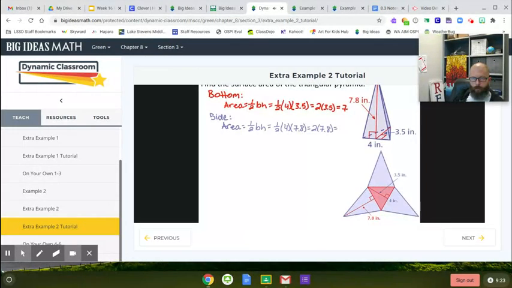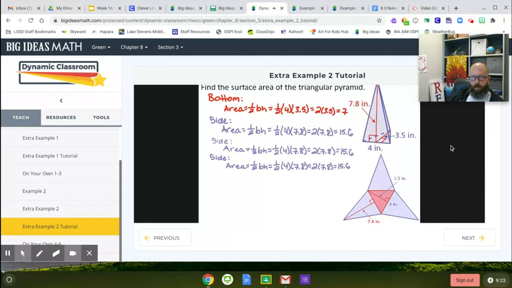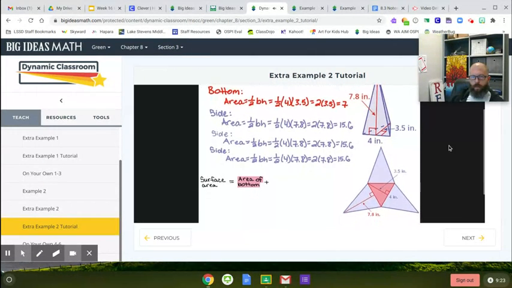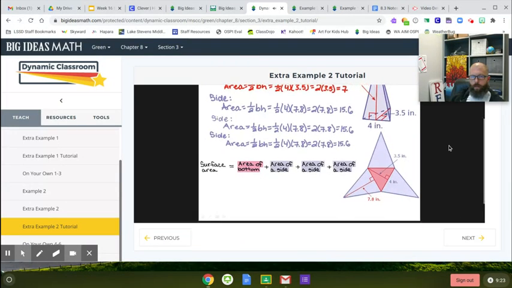Now to find the surface area, you want to find the sum of the areas of the faces. So the surface area equals the area of the bottom plus the area of a side plus the area of a side plus the area of a side, which equals 7 plus 15 6/10 plus 15 6/10 plus 15 6/10, which equals 53 8/10. So the surface area of the triangular pyramid is 53 8/10 square inches.